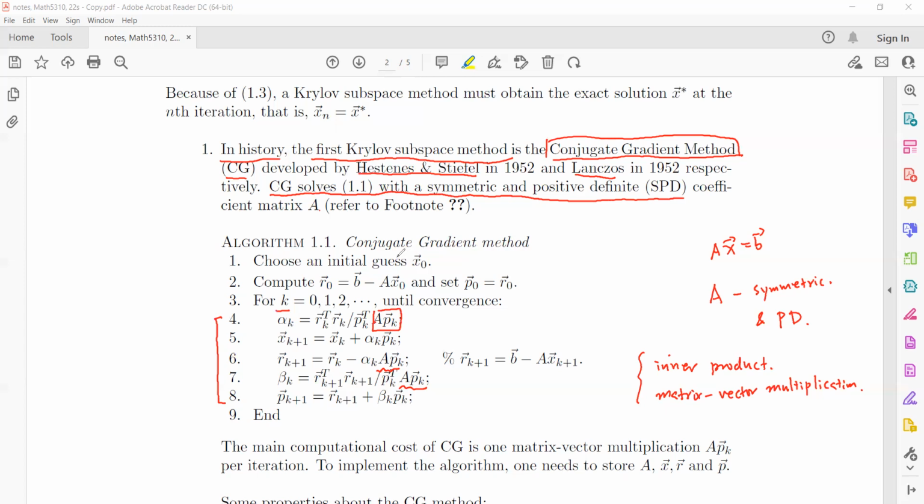Actually, this algorithm is very popular in engineering. In engineering, linear systems arising from numerical PDEs are usually symmetric and positive definite. So we can use CG to solve the linear system. Okay. Let me erase.